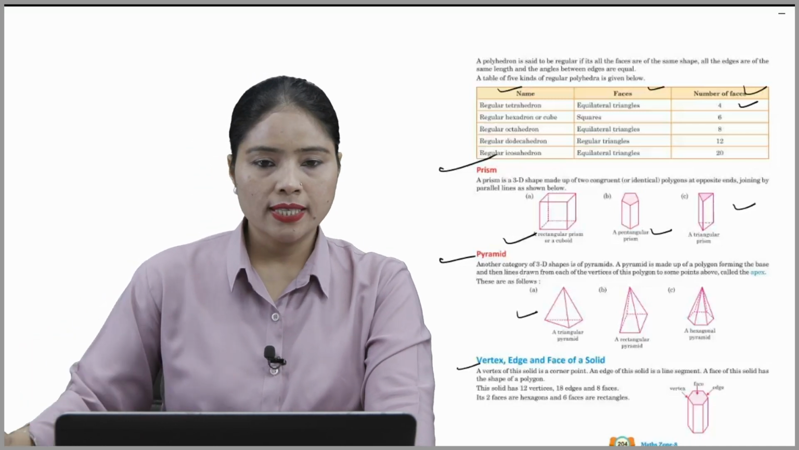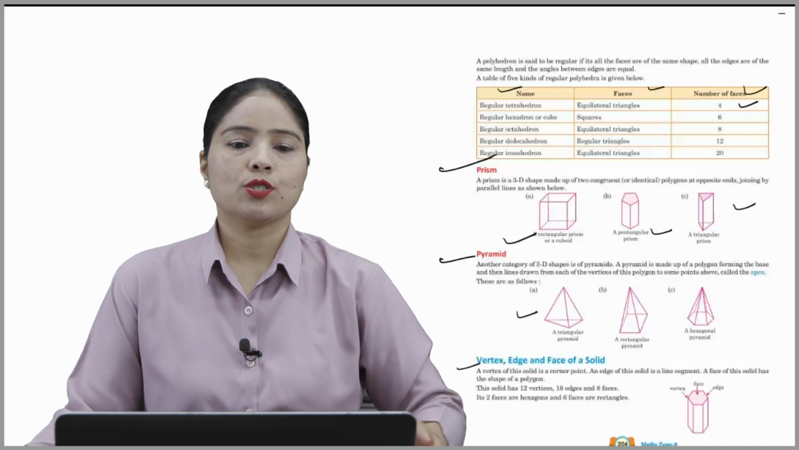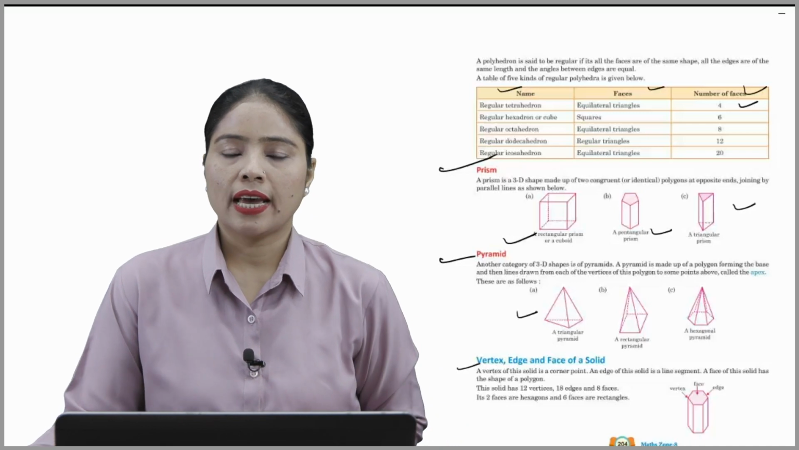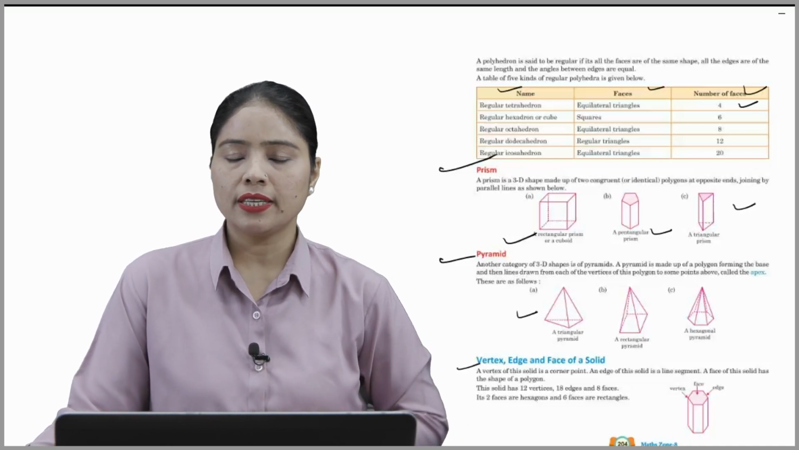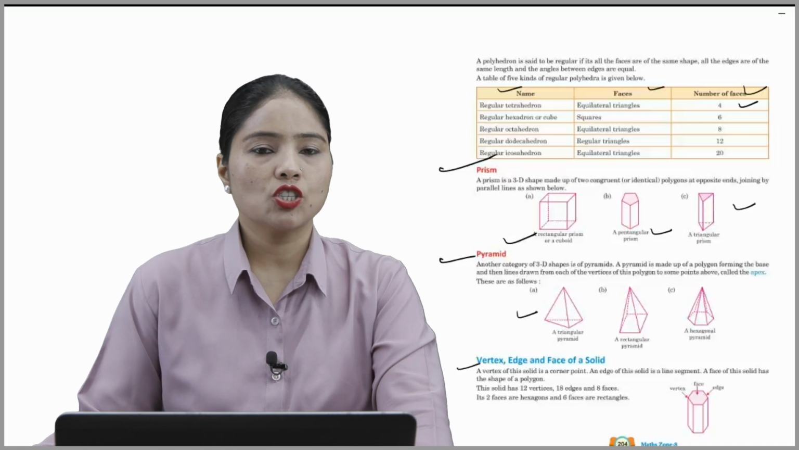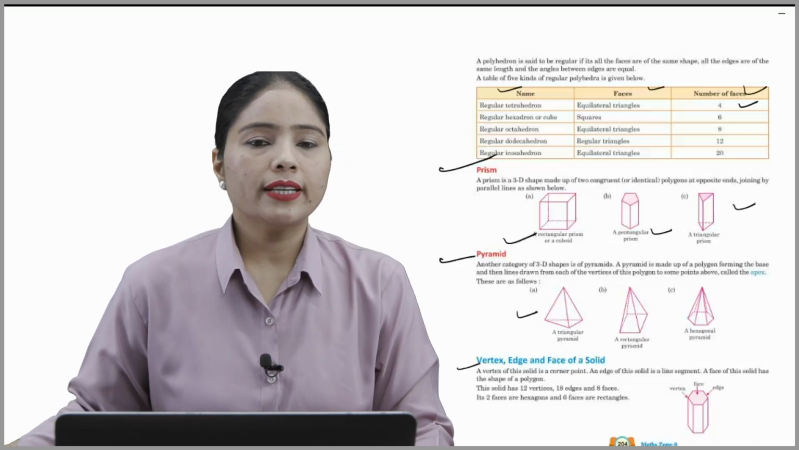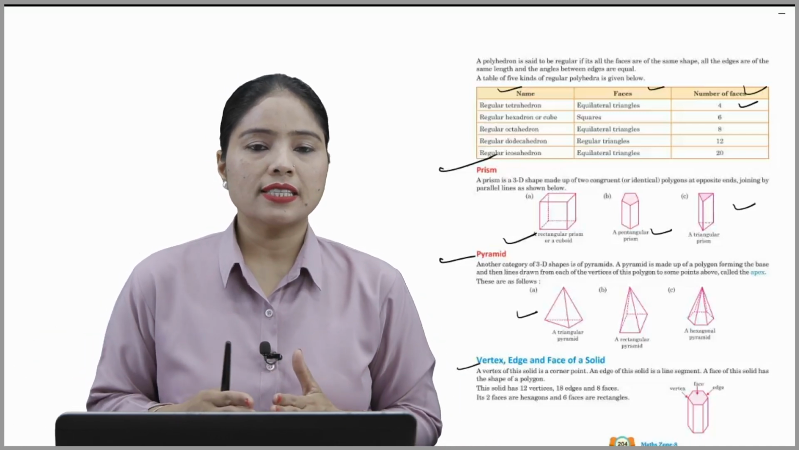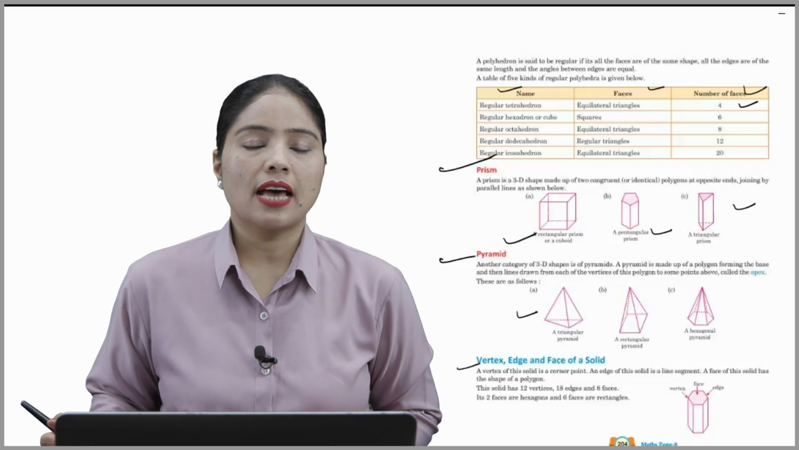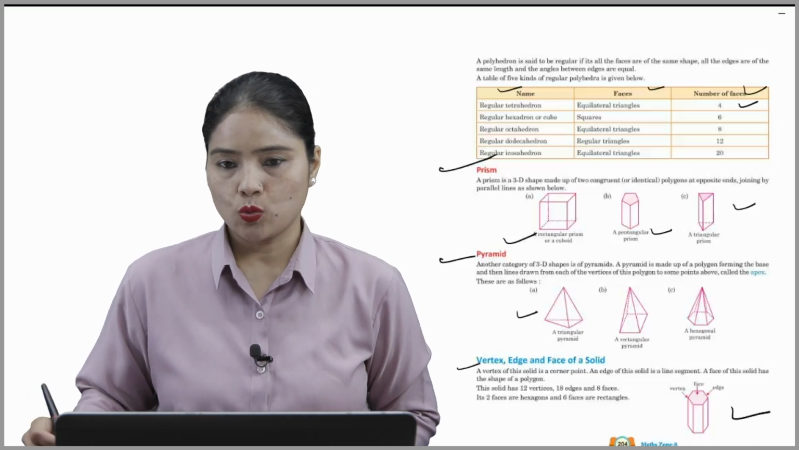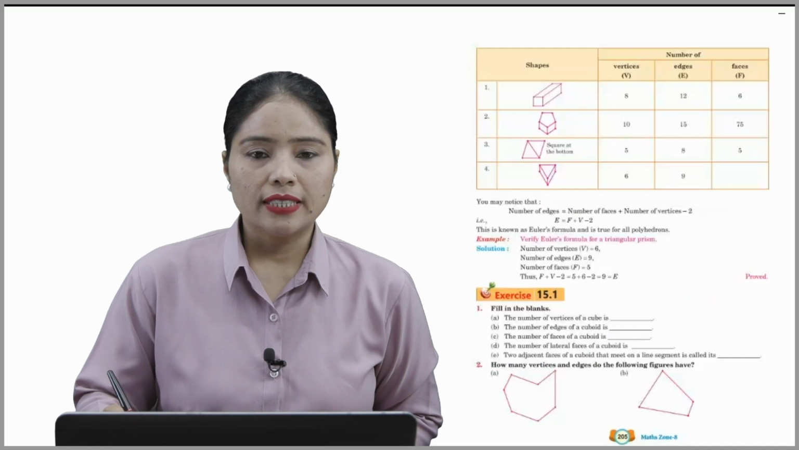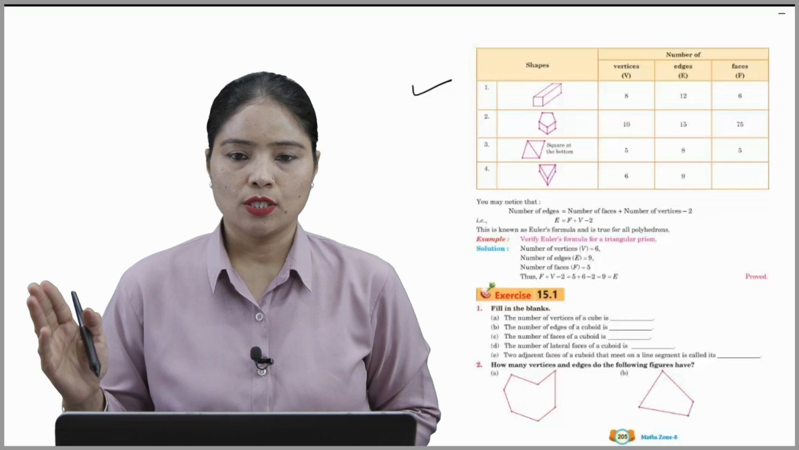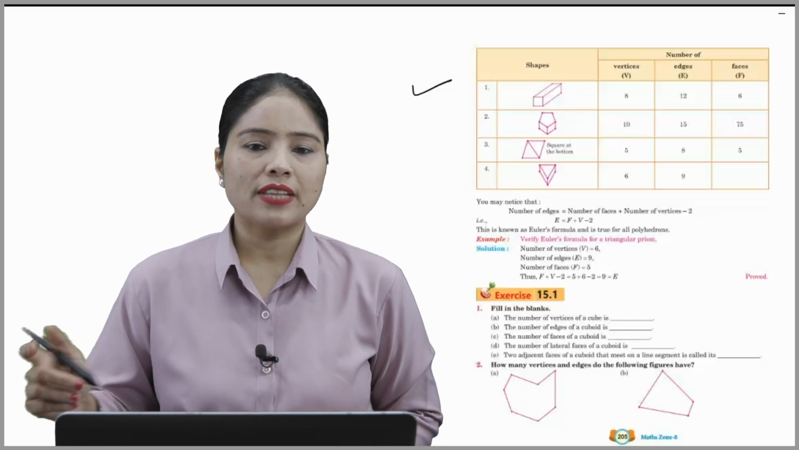Now vertex, edge and faces of a solid. So a vertex of this solid is a corner point. An edge of this solid is a line segment. A face of this solid has the shape of a polygon. This solid has 12 vertices, 18 edges and 8 faces. Its 2 faces are hexagons and 6 faces are rectangles, beta. Okay, like that one. Now after that, these are the shapes and these are the vertices, number of edges and faces. Okay, just read and practice that one.